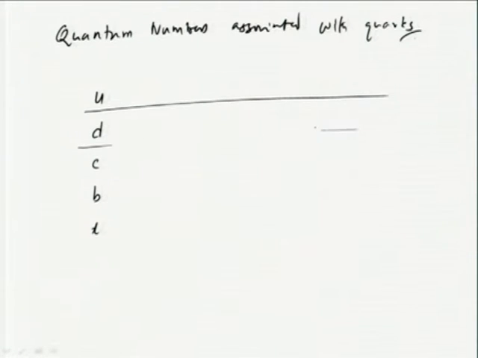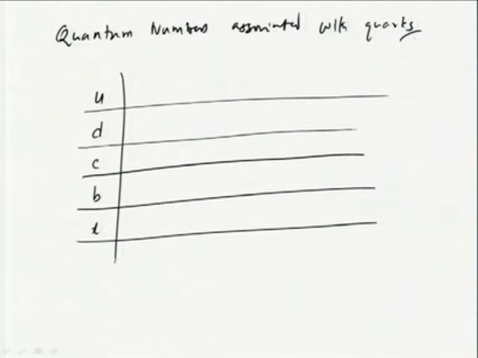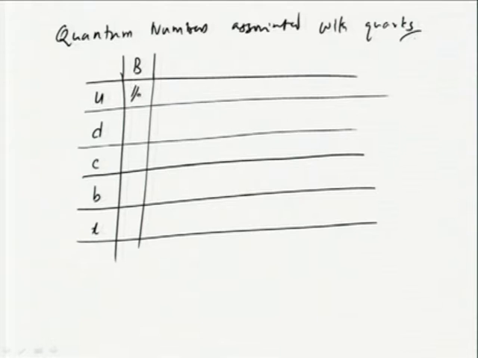Since 3 of them form bound states called baryons, like protons and neutrons, lambda particles, sigma particles and delta particles, we have to associate the baryon quantum number with the quarks. The baryon quantum number of the U quark, or each of these quarks, should be 1/3, so that 3 quarks together add the baryon number to 1. So, we will put 1/3 as the baryon number, which we denote by the letter B, for each quark.